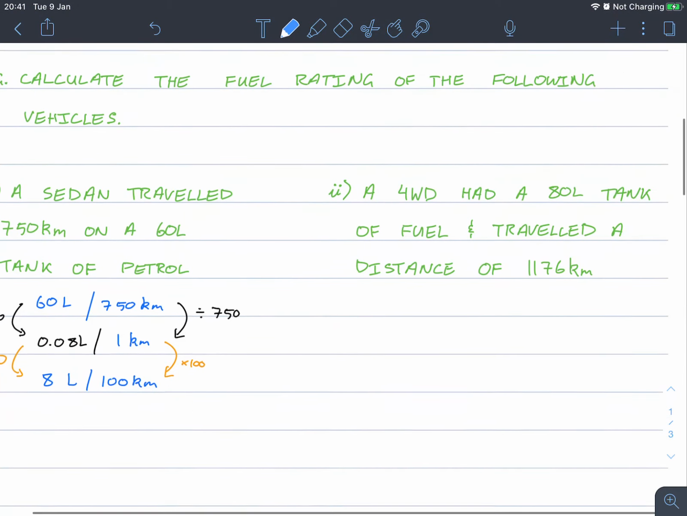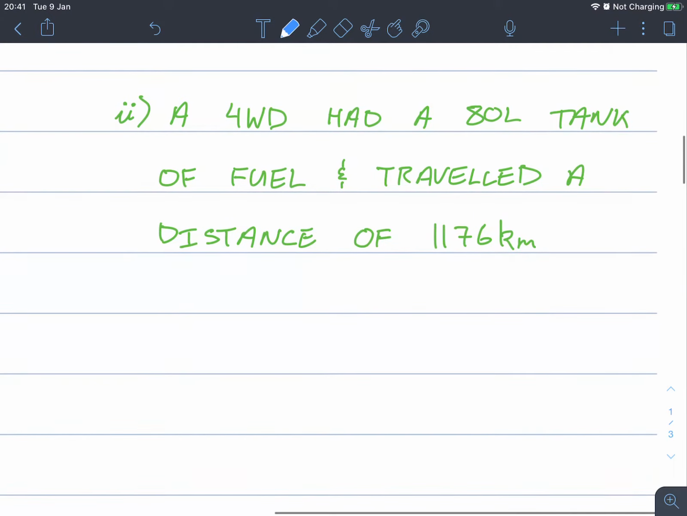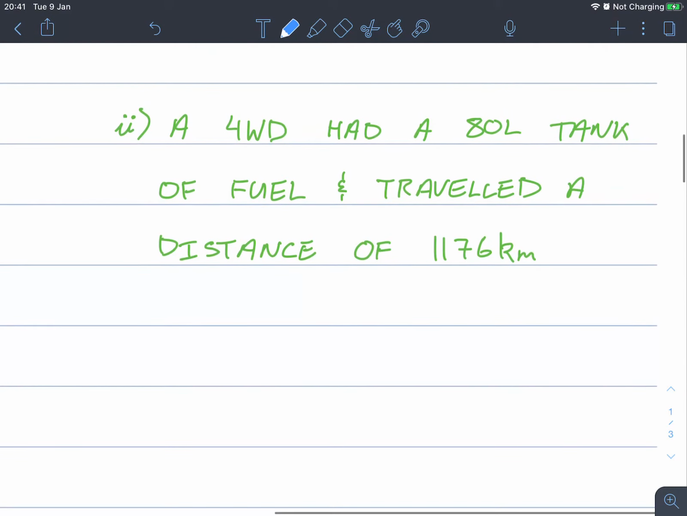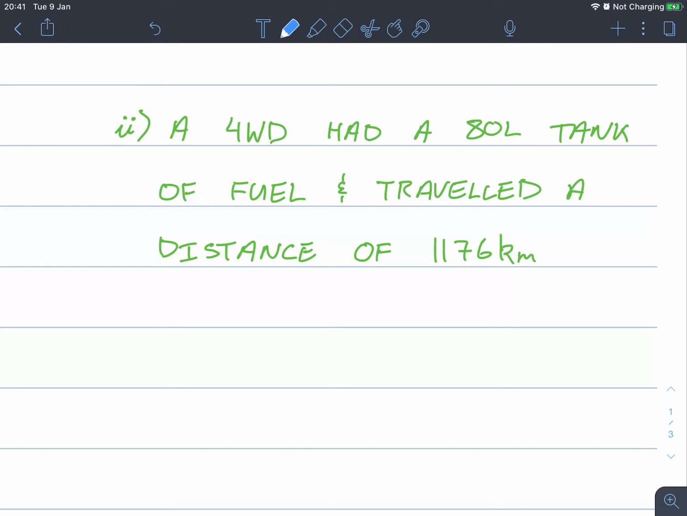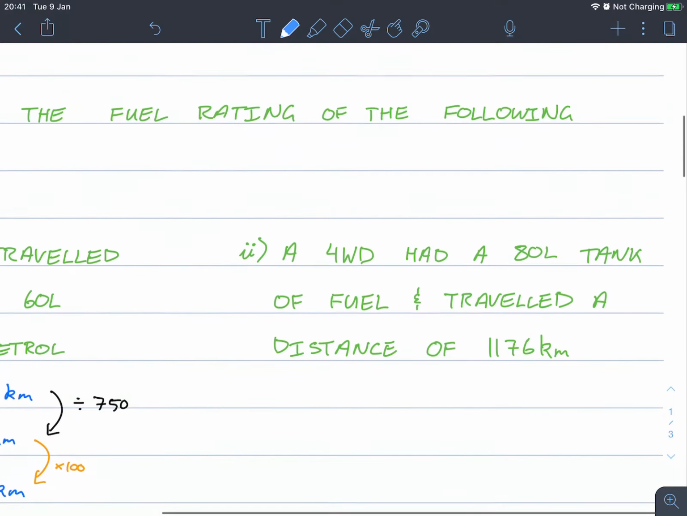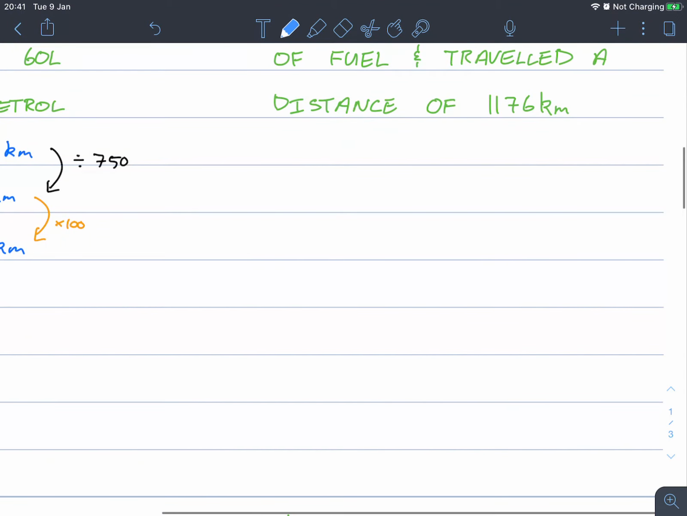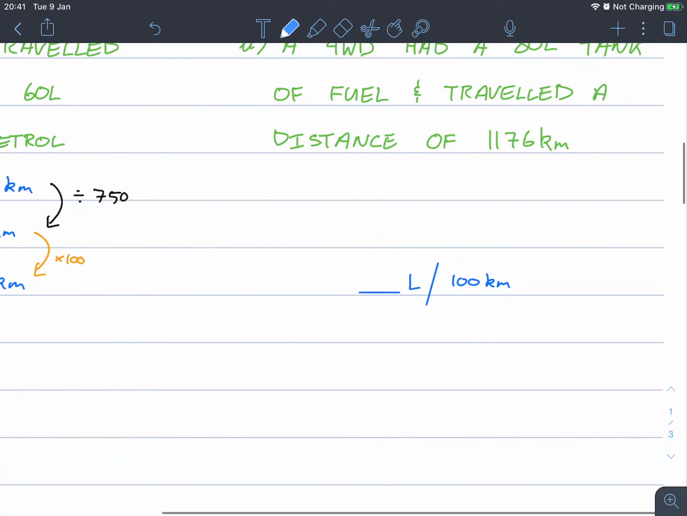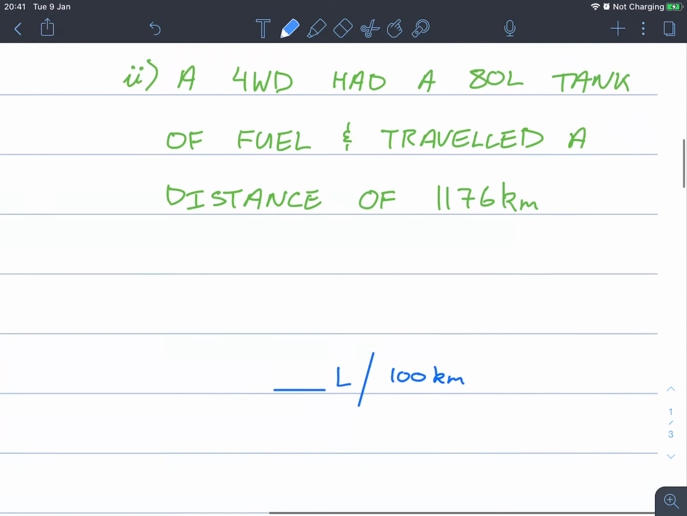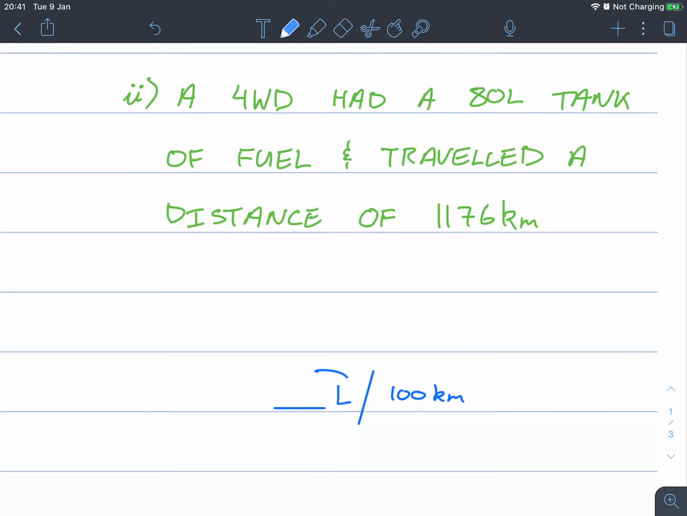A four-wheel drive had an 80 liter tank of fuel and traveled a distance of 1,176 kilometers. So once again, we are looking for something that looks kind of like this. So let's write that down. Something liters per 100 kilometers. Well, let's write down the information that we've been given. So above the liters is 80, so 80 liters for every, we're given this distance, 1176 kilometers.